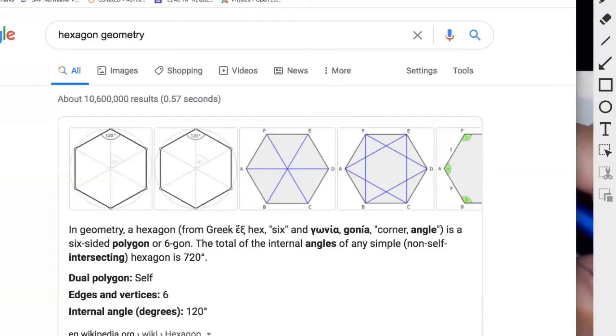It should be 90, yes? Huh? It should be 90 for the hexagon? This one, the angle should be 120 each one. The total is 720, yeah. Yeah, the total was 720. 120, yes.